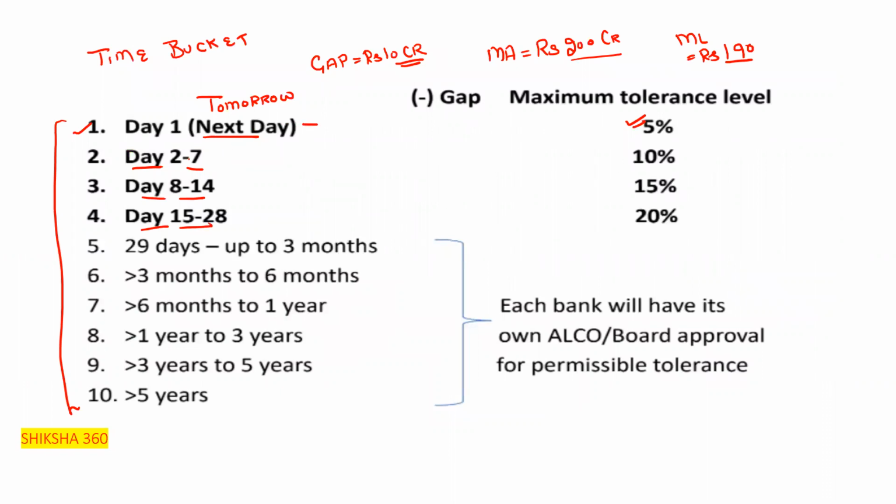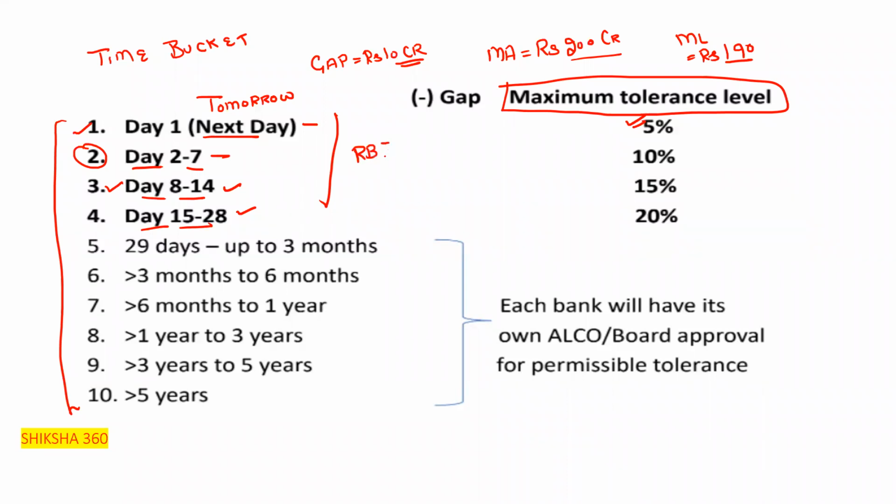And the next one is the second bucket, day 2 to 7. Third bucket is day 8 to 14, and fourth one is day 15 to 28, up to 4 buckets. The tolerance level is to be decided by the RBI, and above that, each bank has its own asset liability management committee or board approval for the permissible tolerance.